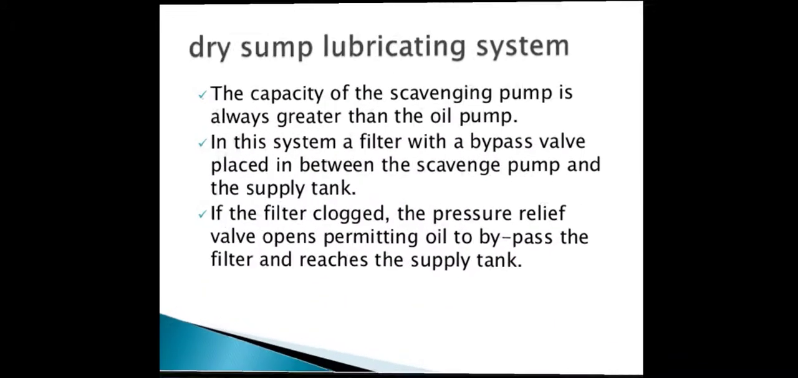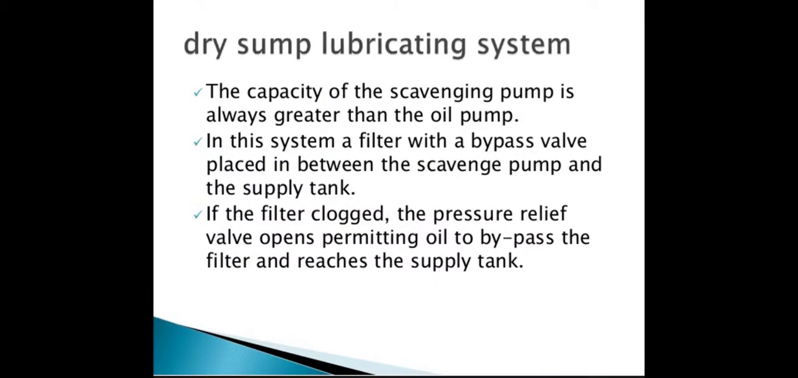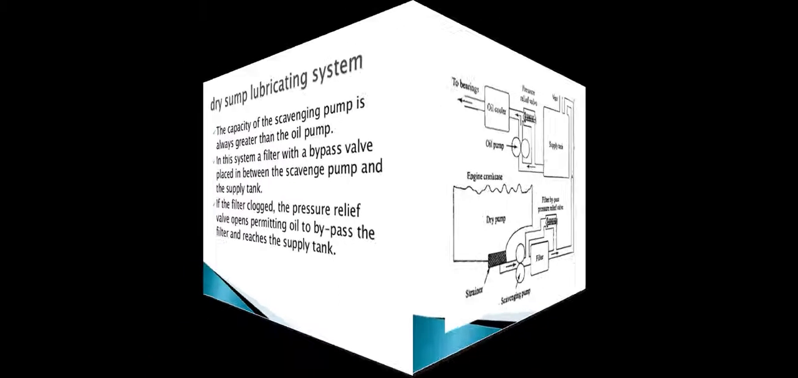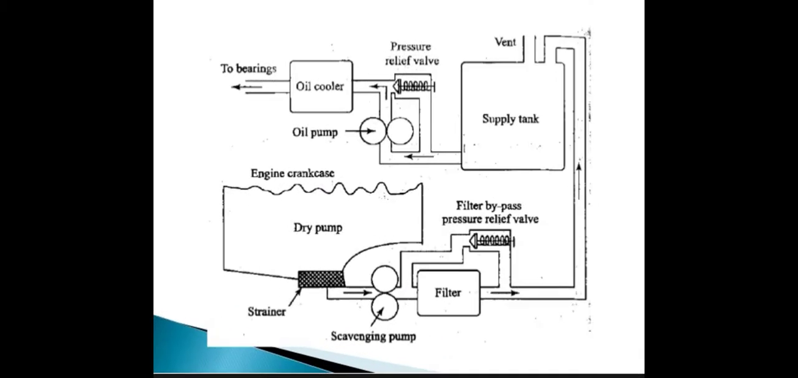The capacity of the scavenging pump is always greater than that of the oil pump. In this system, a filter with a bypass valve is placed between the scavenging pump and the supply tank. If the filter is clogged, the pressure relief valve opens, permitting oil to bypass the filter and reach the supply tank. This is the diagram of the dry sump lubricating system.